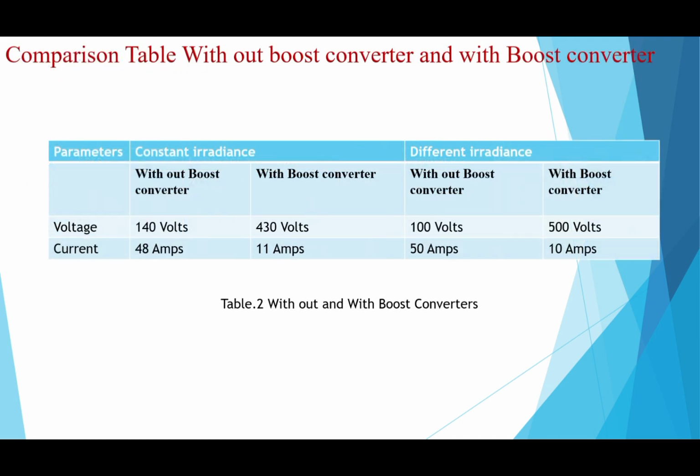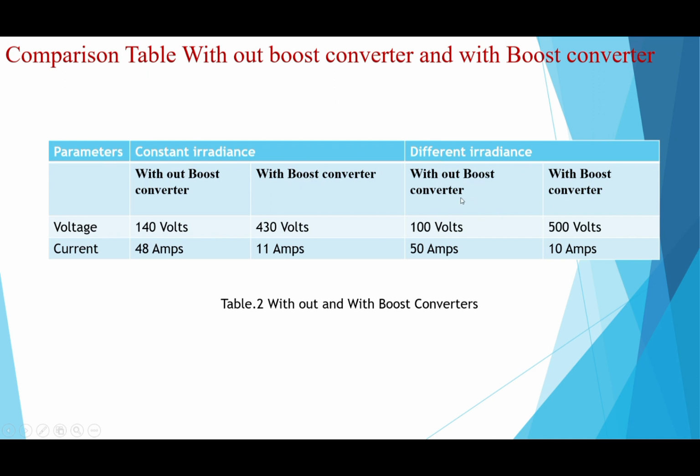Comparison table without boost converter and with boost converter. In constant irradiance, there is a lot of difference in voltage and current when the boost converter is used. The voltage increases and the current decreases.